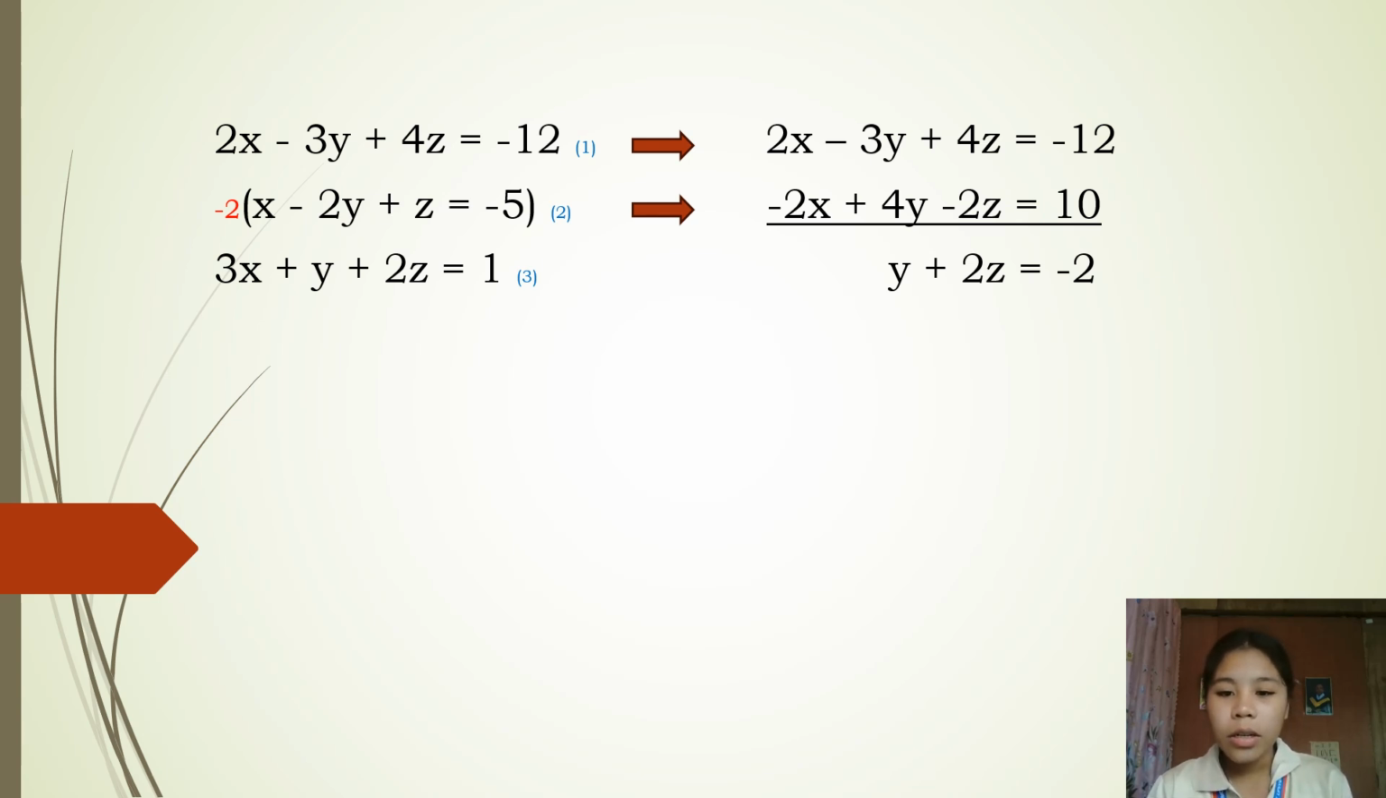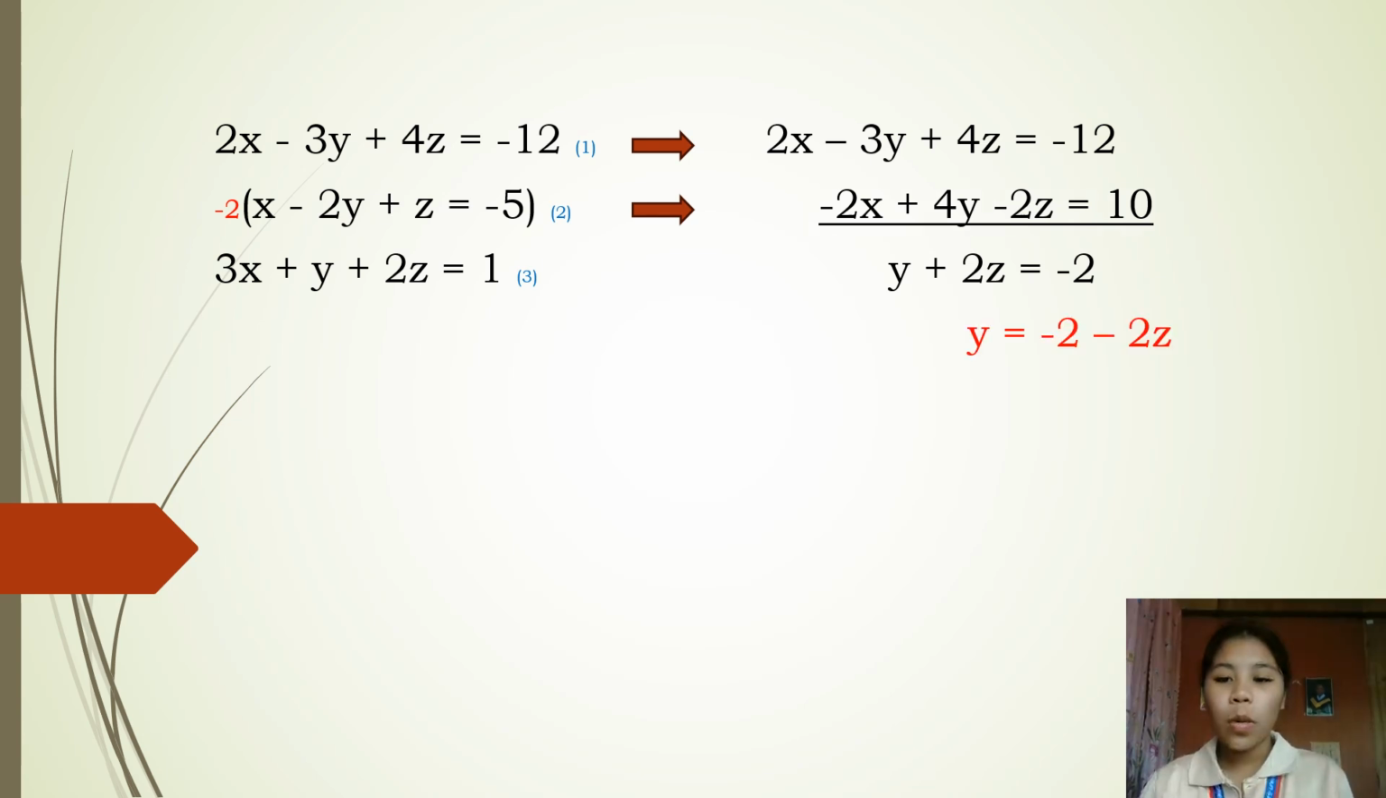So after this, we're going to get the value of y. To get the value of y, we're going to add negative 2z to both sides. So we get y is equal to negative 2 minus 2z. So this will be our fourth equation.